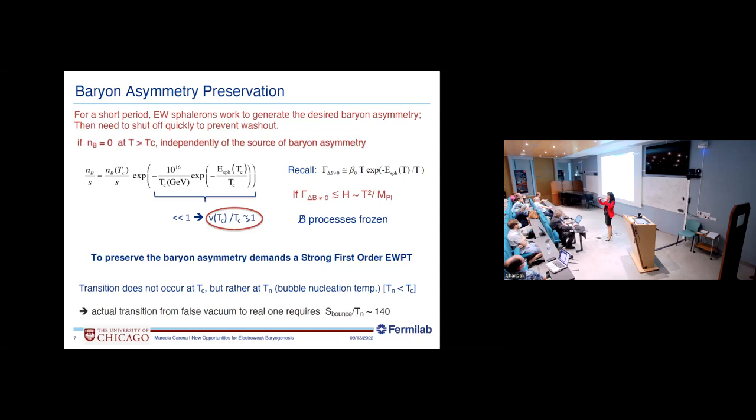But you want the bubbles to expand and take over the whole universe, and this is the nucleation process. And that temperature is a tiny little bit smaller than T critical in general. In some cases, it might not even exist. But in reality, what you care about is the nucleation temperature, and that you do the transition from the false vacuum to the real vacuum.